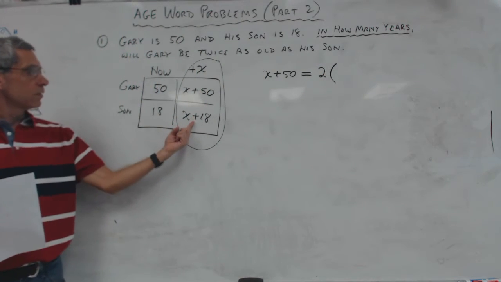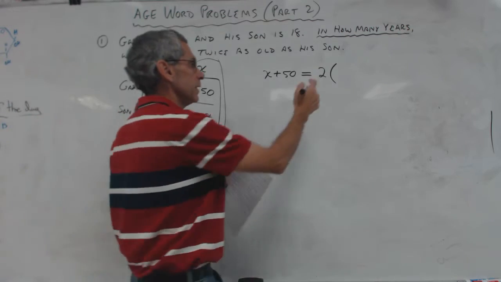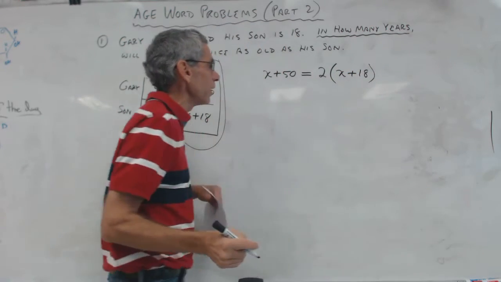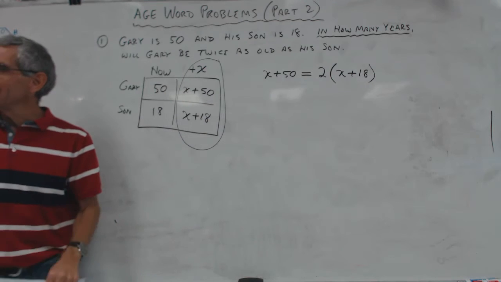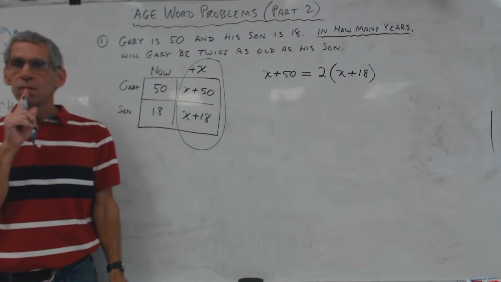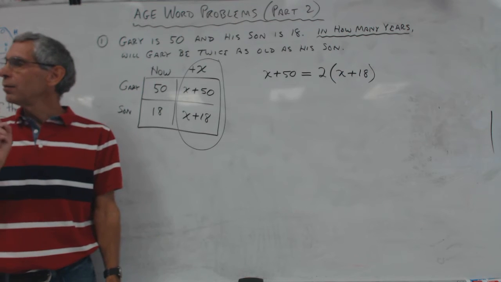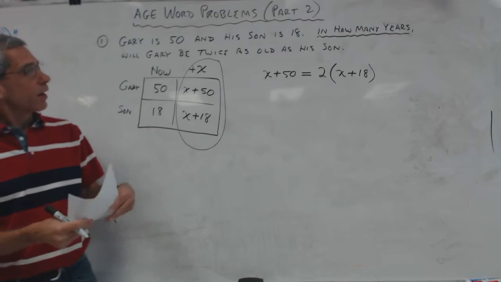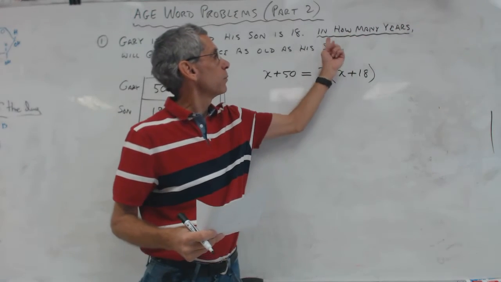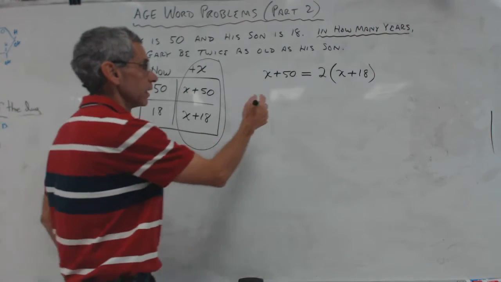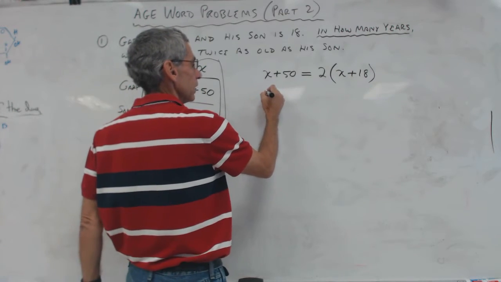His son is, or will be, x plus 18. So I write x plus 18, and now I just solve my equation for x. Now what am I going to get when I solve for x? Yes. X equals 14. But what will that tell me? In how many years? That's what my x represents. In how many years, right? I don't know the answer, so you're saying it's 14, we'll see.